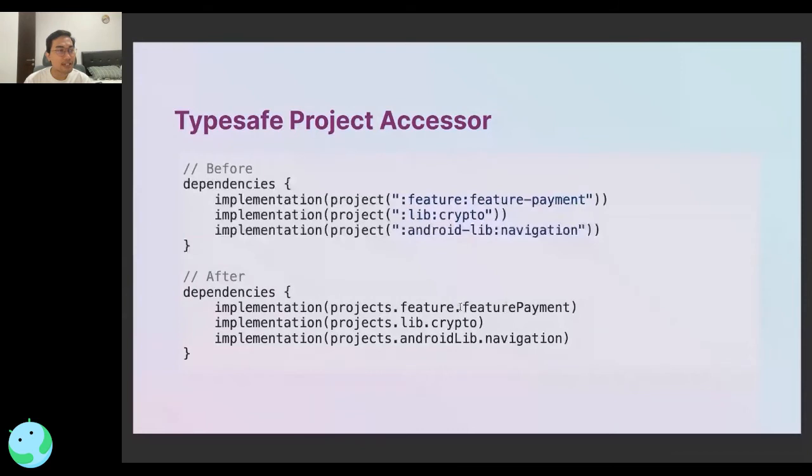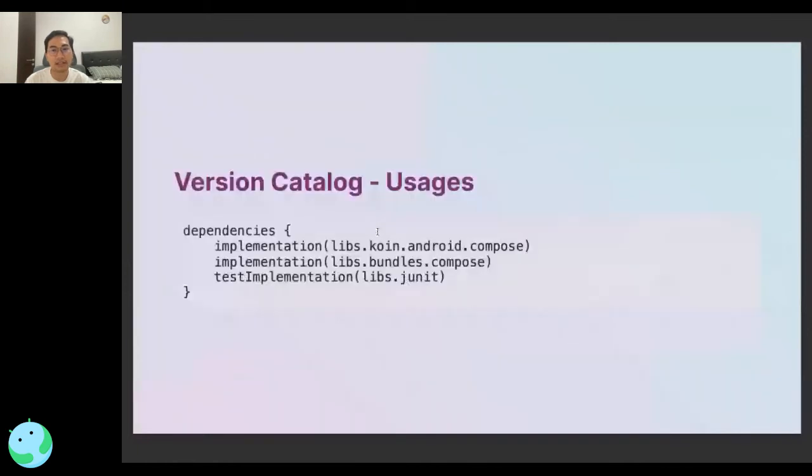But unlike version catalog, Gradle will generate the projects accessors automatically. So you can use it in your module right away. You don't need to write the module definitions like this.